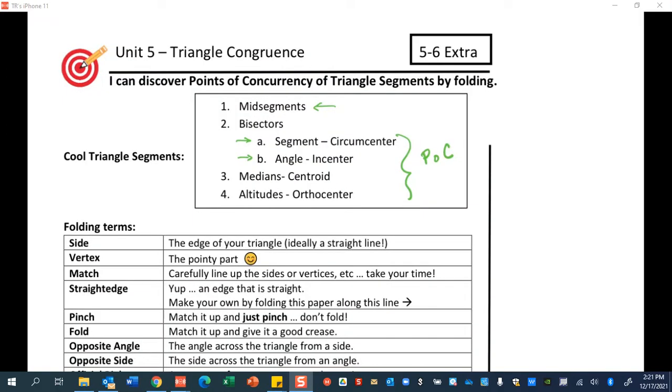All right, so I want your white paper out, and we're going to take some notes on this so that we can talk about each of these triangle centers and the amazing cool things that happen as a result. So make sure you have your paper out while we talk. Everybody good? All right.